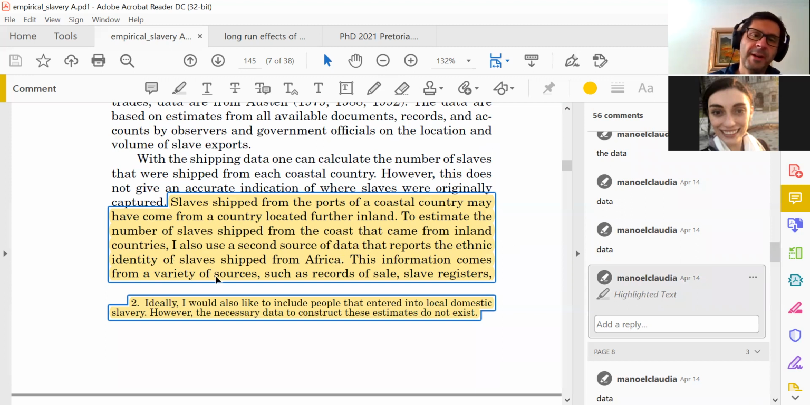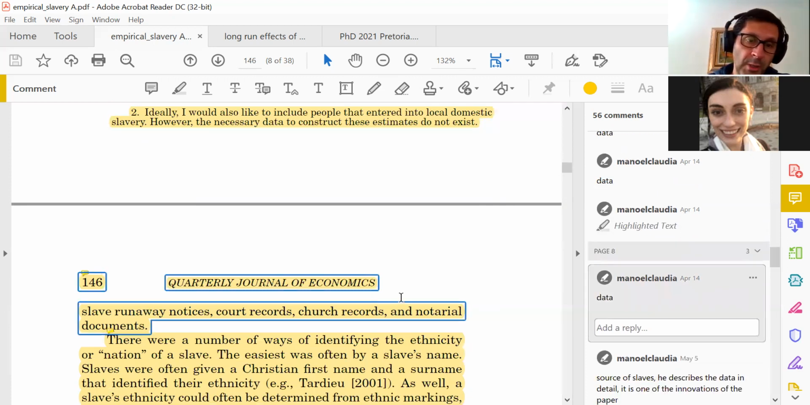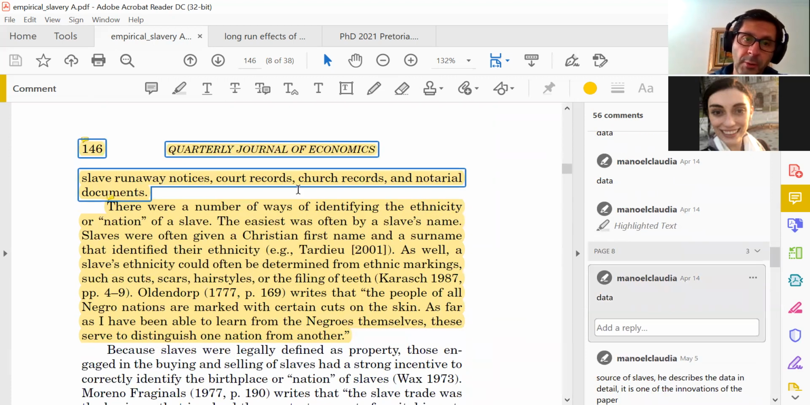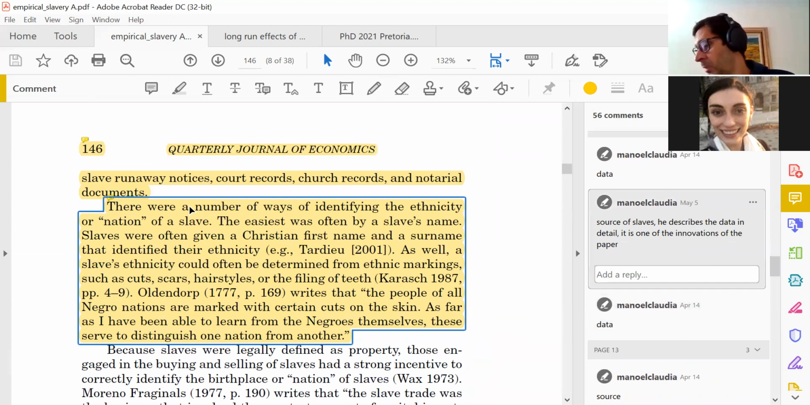This information comes from a variety of sources, such as records of sale, slave registers, slave runaway notices, court records, church records, and notarial documents. It's quite a rich data set, which, by the way, is available for you to use. It describes the data in detail. It's one of the innovations of the paper.